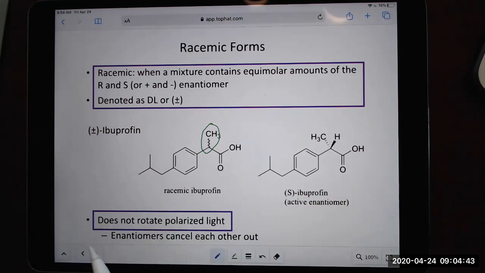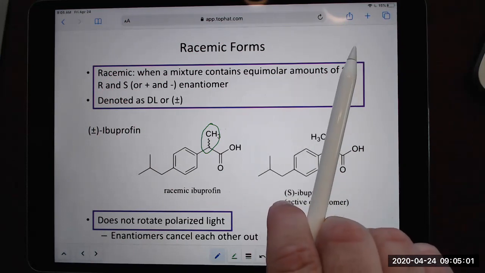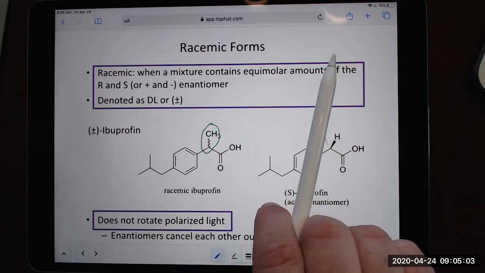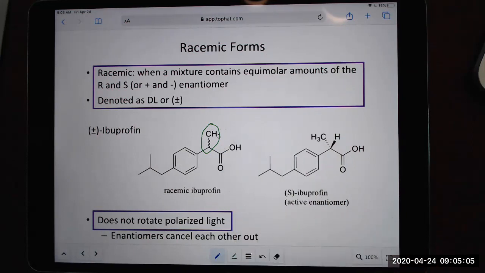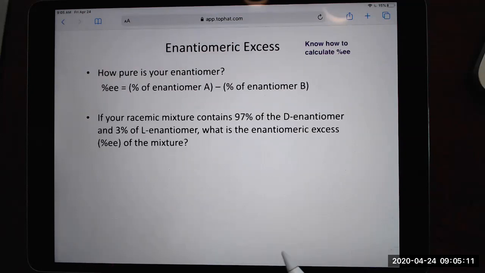Okay. If you have a racemic mixture, it's not optically active because it does not rotate the polarized light. Basically, the molecules cancel each other out. So if the D goes slightly this way, then when the light hits an L, it'll go back, something like that. So if you have a racemic mixture, it won't rotate the light.